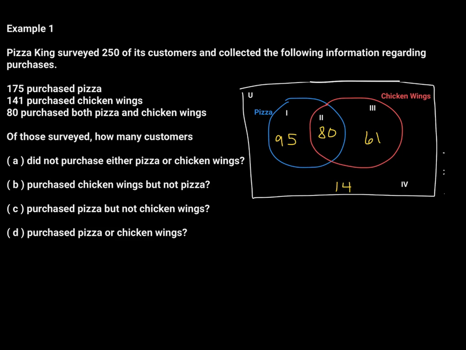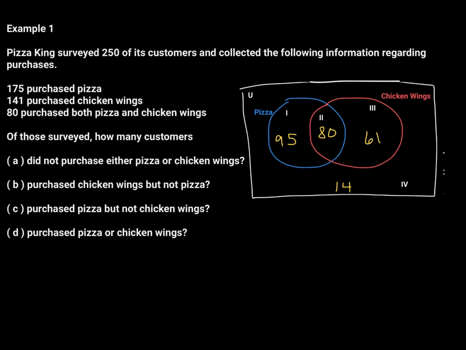Okay. Part B, purchased chicken wings but not pizza. Chicken wings but not pizza. That would be region 3. There are 61 people that purchased chicken wings but not pizza. How many purchased pizza but not chicken wings? 95 customers purchased pizza but not chicken wings.